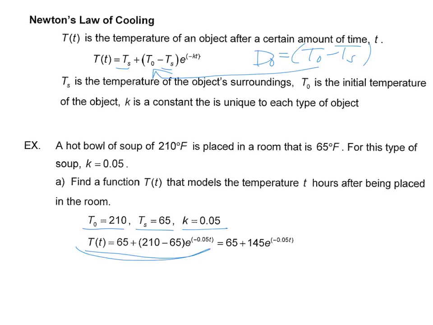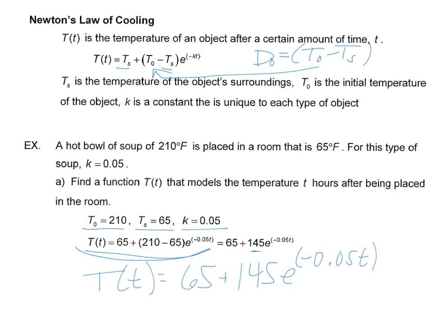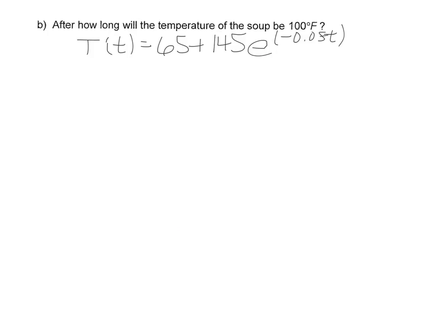And the 65 appears twice because T of S appears twice in the formula. And then the only simplification you can really do inside the parentheses, 210 minus 65 is 145. So our formula T of t is 65 plus 145 e to the power of negative 0.05 t. So now whatever time we have, we can plug it in and see what temperature the soup is. Part B, sort of. After how long will the temperature of the soup be 100 degrees? So we want to know how long it's going to take it to cool down to 100 degrees.